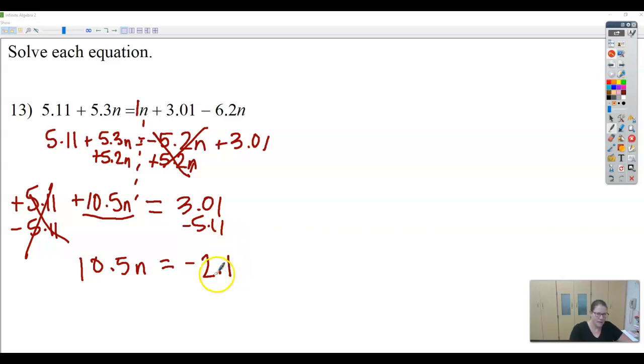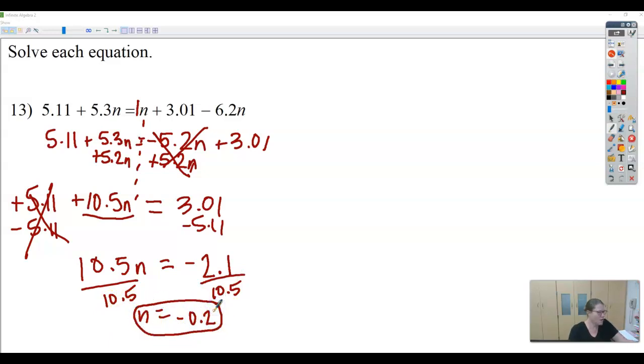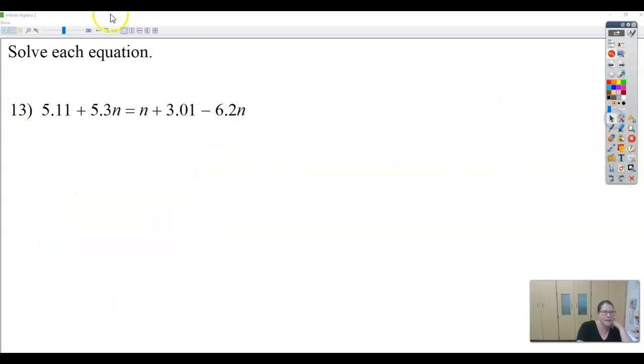And then go ahead and divide both sides by 10.5. So negative 2.1, then my calculator again, divided by 10.5 is equal to negative 0.2. Okay, so all the same rules apply, we just have some decimals in there. So don't let it intimidate you.